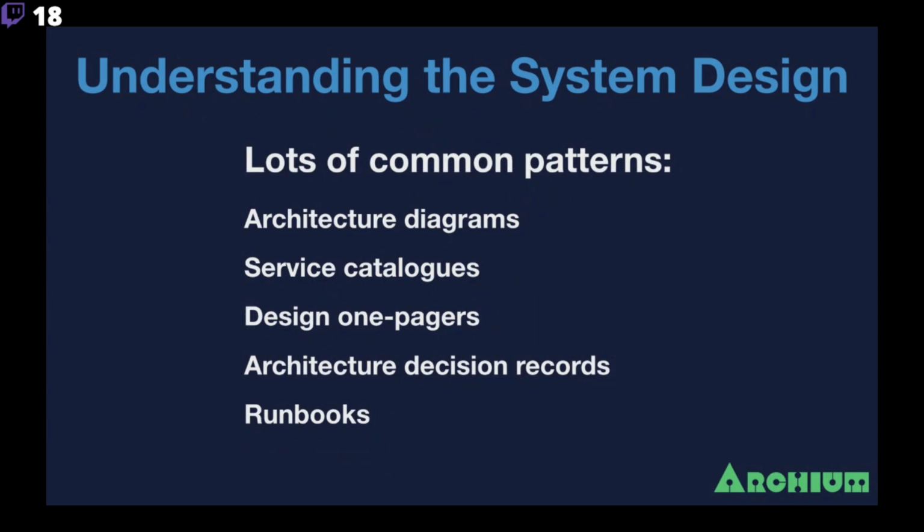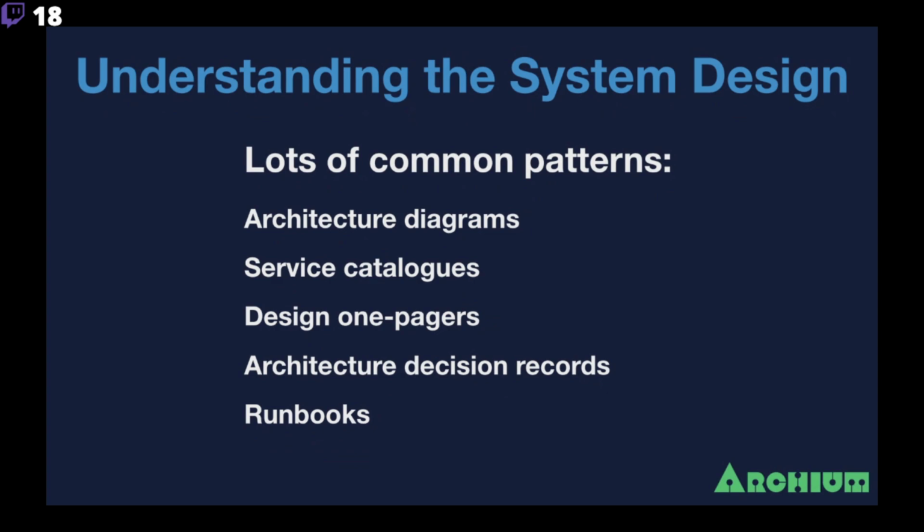so that when someone suddenly needs to understand how something's built, they can go and find it. Architecture decision records, or we could say macro architecture decision records. So they're about just writing down what decisions have been made and why they were made. And runbooks too are also a way that we can understand the way the system is designed.